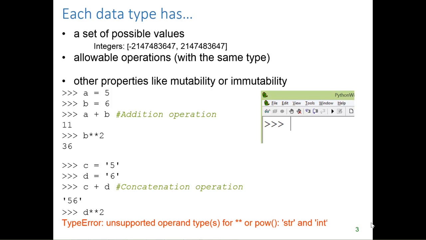Another example, we have B ** 2, and that is taking B to the second power. So we get a value of 36. We're squaring 6. In the bottom line, you see D ** 2, and that returns a type error because this operation is not defined for strings. So you can't take the string D to the power of 2.